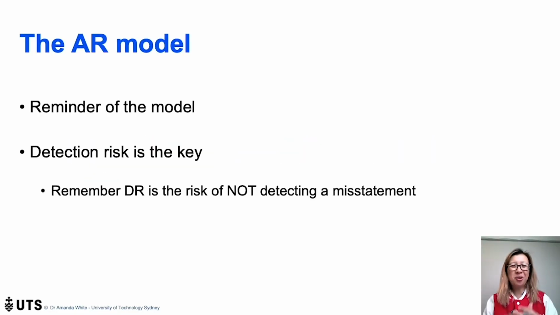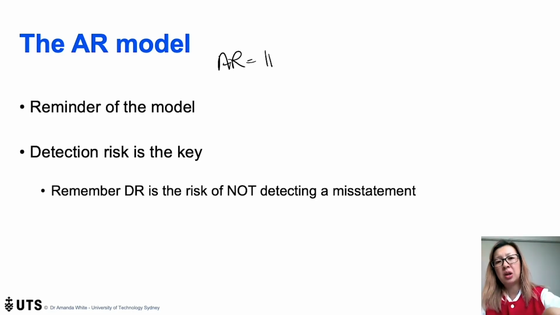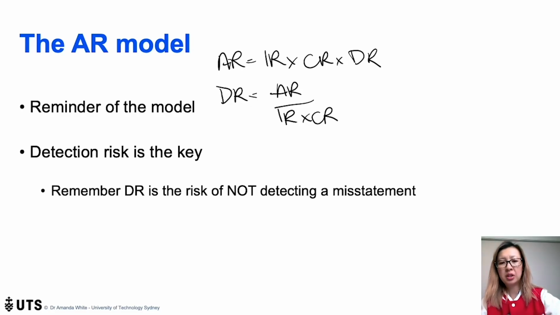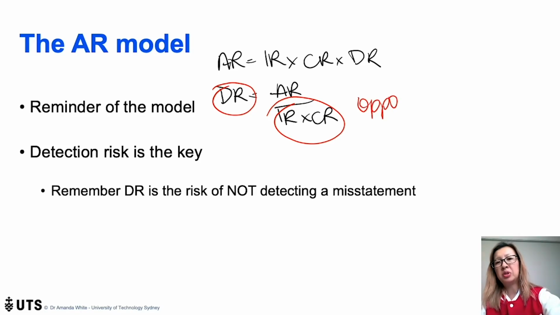So a reminder of the audit risk model. It's been a few weeks since we've looked at this, but remember it starts out as AR equals IR, CR, and DR, and then we transform that to say DR is audit risk divided by inherent risk and control risk, and we know that these two move in opposite directions. So as the level of risk increases, our detection risk decreases. And remember, detection risk is the risk of not detecting the misstatement. So low detection risk means I'm going to do a lot of work so that the risk of not detecting the misstatement is very small.